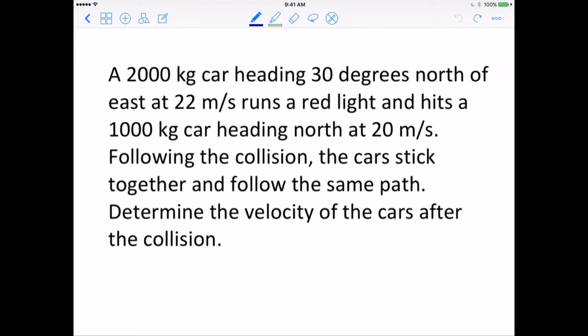A 2,000 kilogram car heading 30 degrees north of east at 22 meters per second runs a red light and hits a 1,000 kilogram car heading north at 20 meters per second. Following the collision, the cars stick together and follow the same path. Determine the velocity of the cars after the collision.